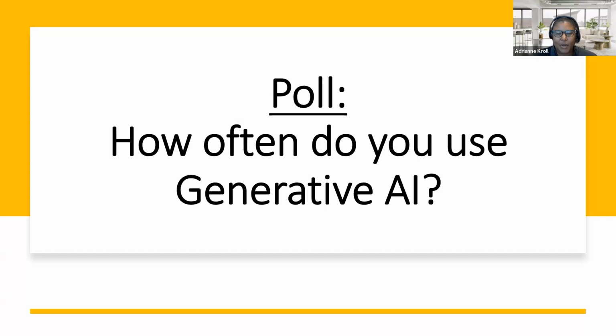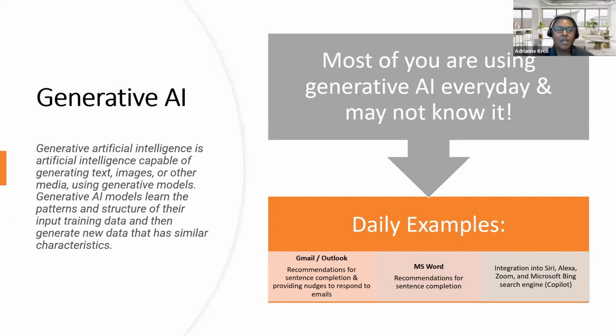So let's talk about the answer to that. And again, there's no right or wrong answer. So generative AI is artificial intelligence that's capable of generating some type of text or image or even media using a generative model. The great thing about generative AI is that it learns the patterns and structures that are input into it as training data, and then it's going to generate new data that's very similar to the characteristics it's received. So believe it or not, most of you are probably using some type of generative AI every single day, and you may not even know it.